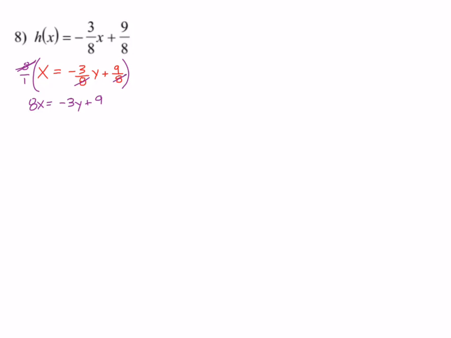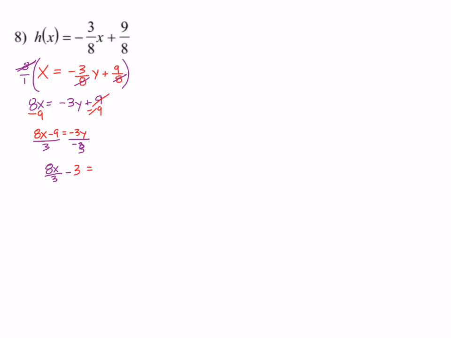So that is how that works. Remember, my goal is to get y by itself. So I'm going to subtract 9 from both sides. That's going to give me 8x minus 9 equals negative 3y. Then divide by negative 3. And that's going to give me 8x over 3 minus 9 over 3, which hopefully you can see is just 3 over 1, or just 3. So I'll just write minus 3.